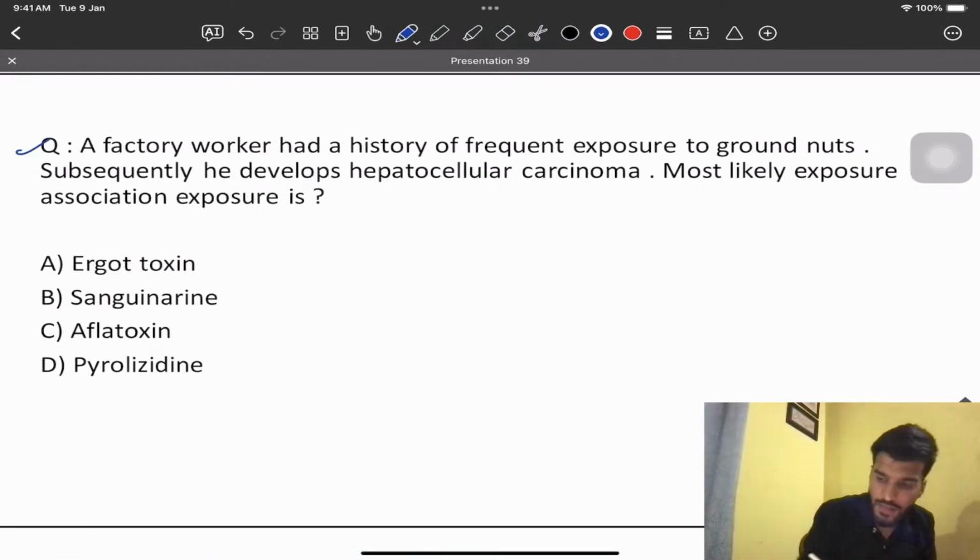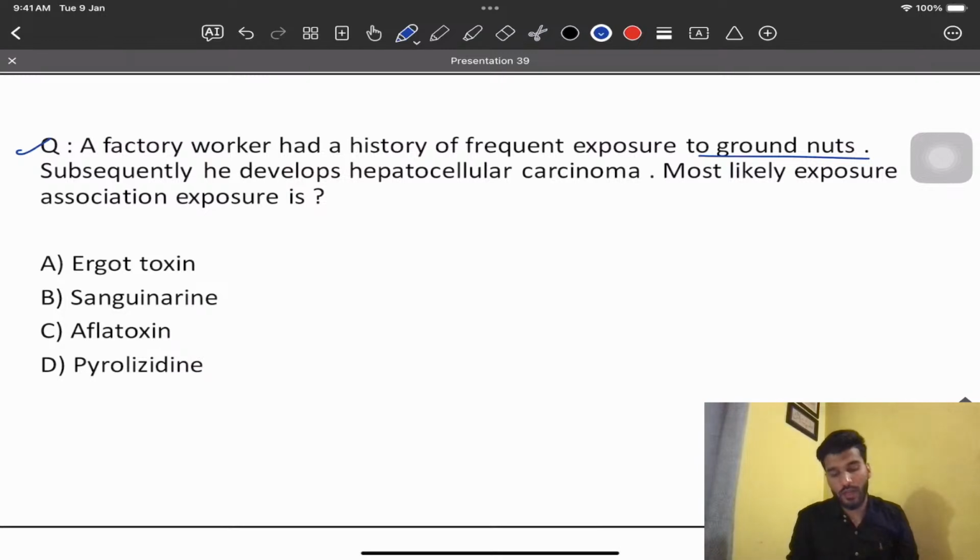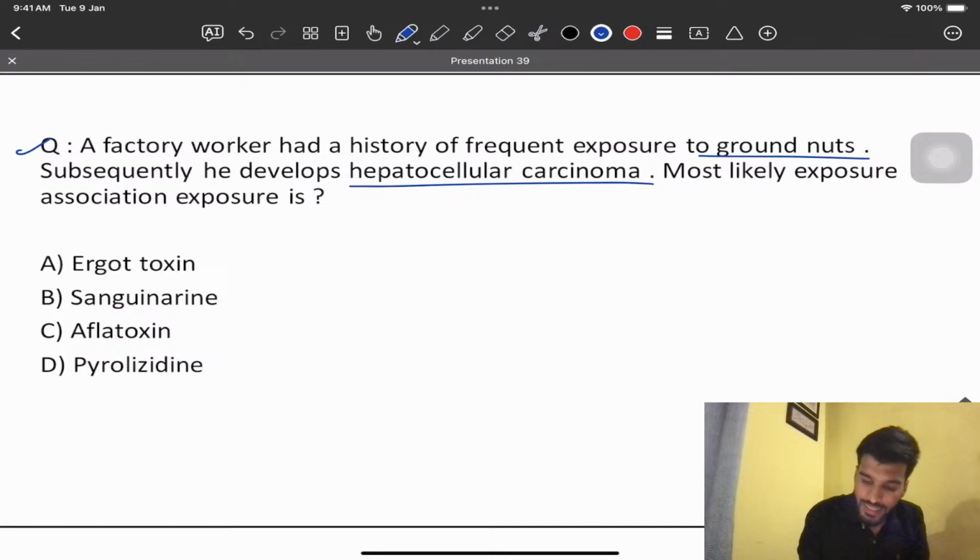A simple question was asked, guys. A factory worker had a history of frequent exposure to groundnuts. Subsequently, he develops hepatocellular carcinoma. The most likely exposure is aflatoxin.